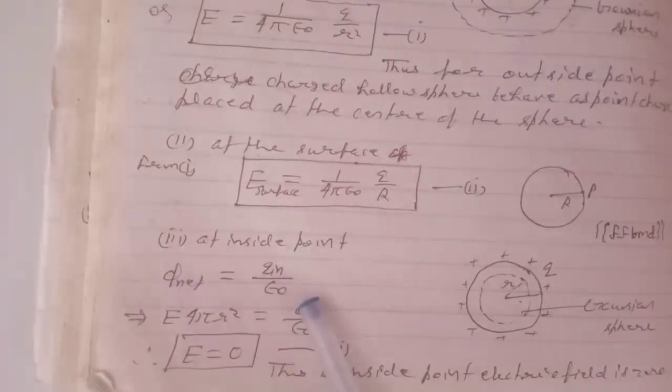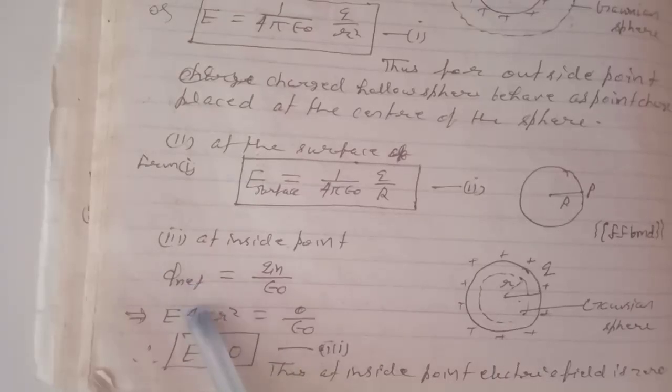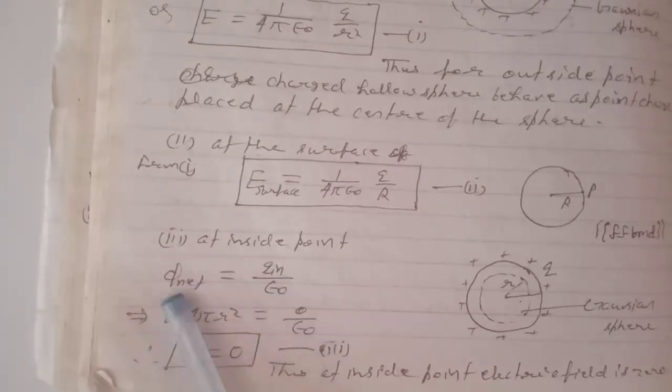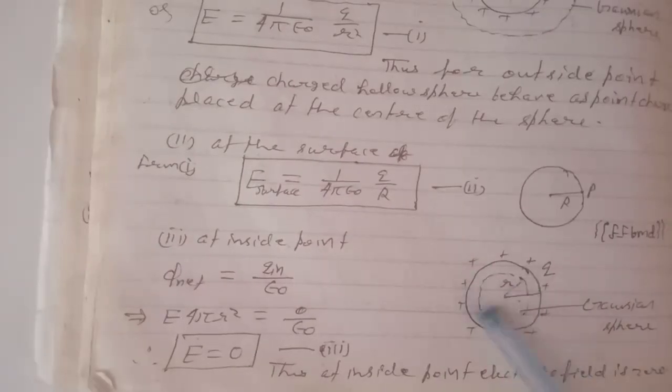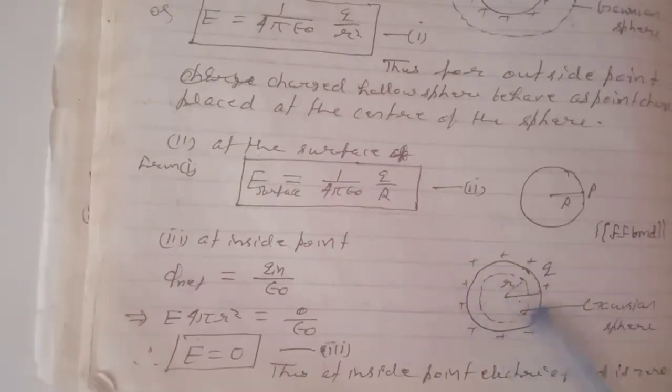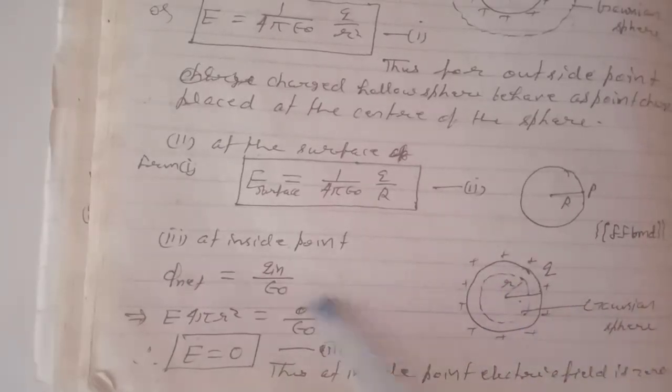For an inside point, to calculate the electric field at an inside point of the hollow conducting sphere, we take a Gaussian sphere of radius small r and use Gauss's law. Now we can write for this Gaussian sphere phi net equals q in by epsilon naught, or E into 4 pi r square equals q in. Because here all charge is on the outer surface of the conducting sphere, there is no charge enclosed by the Gaussian sphere, so q in will be 0.